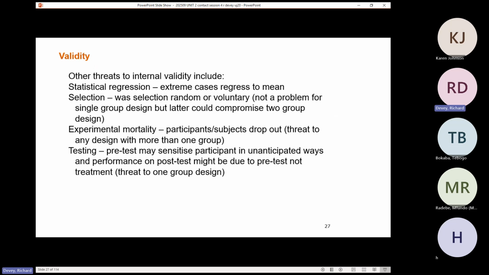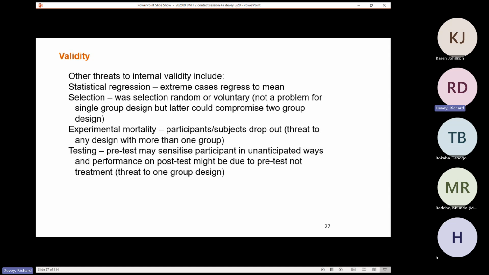Okay. Other threats to internal validity could be statistical regression. That's where extreme cases regress to the mean. There's a natural phenomenon in measurement, or in the context where we measure things, that sometimes extreme cases will move towards the mean, the average value.